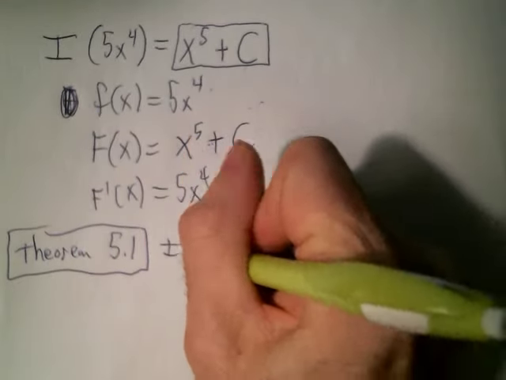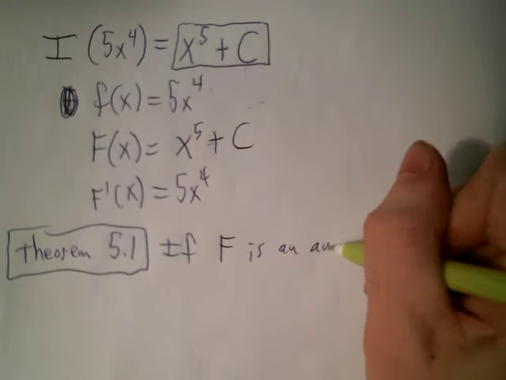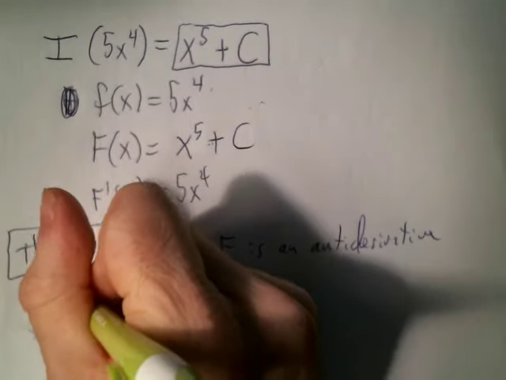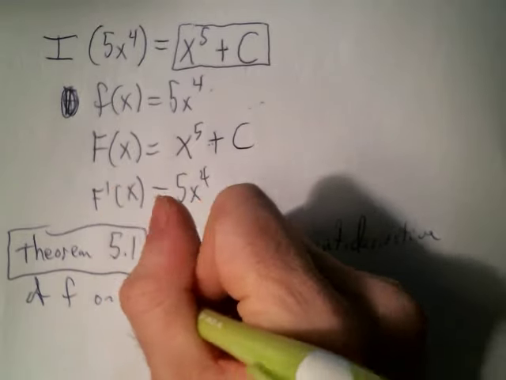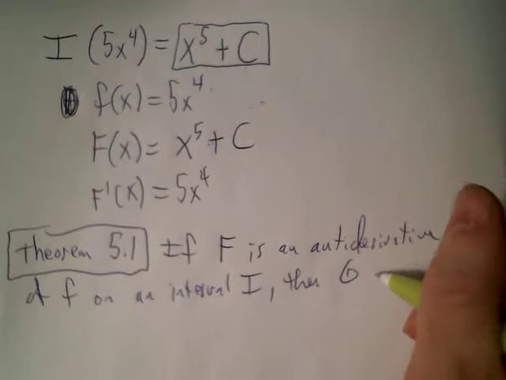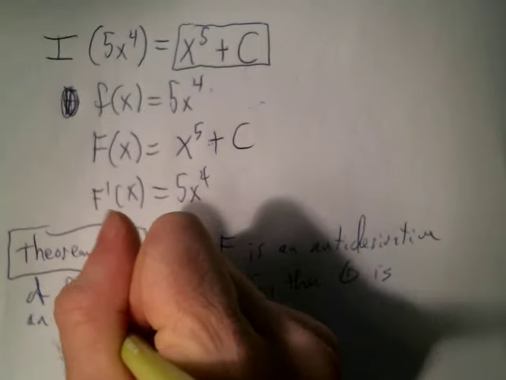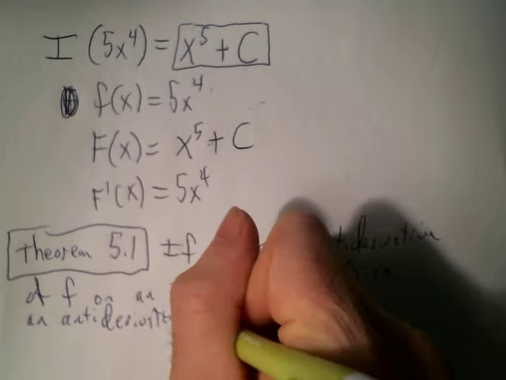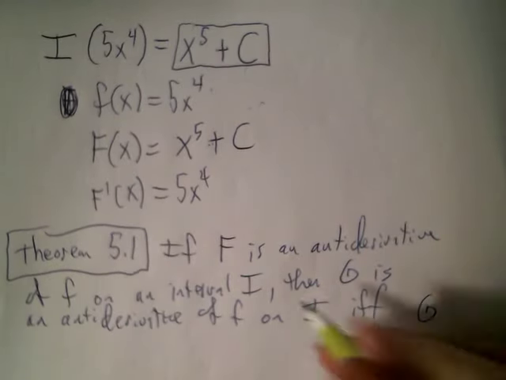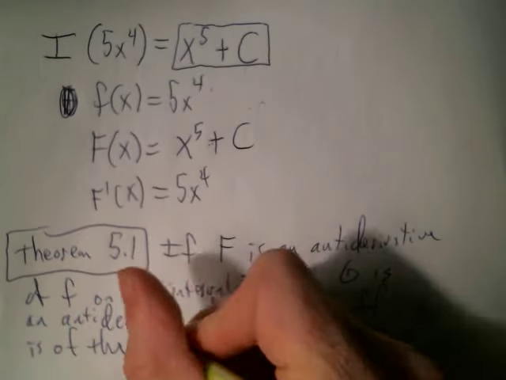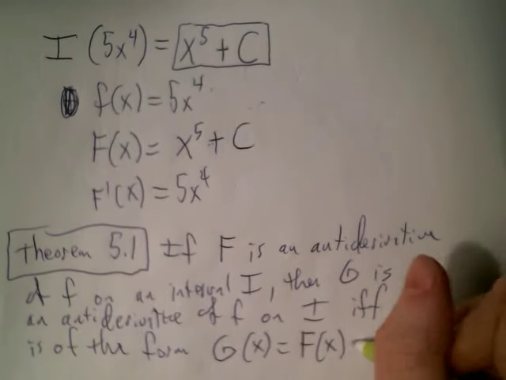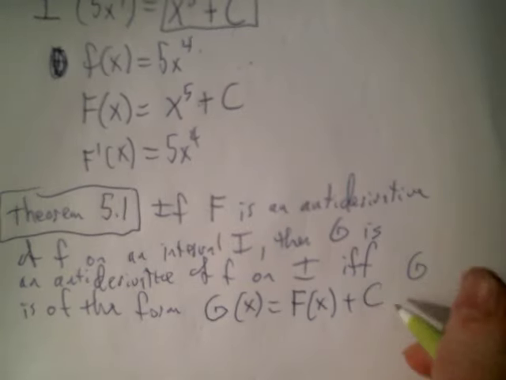So it says, if big F is an antiderivative of f on an interval I, then big G is an antiderivative of f on I if and only if G is of the form G of x equals big F of x plus some constant for all x in I, where c is a constant.